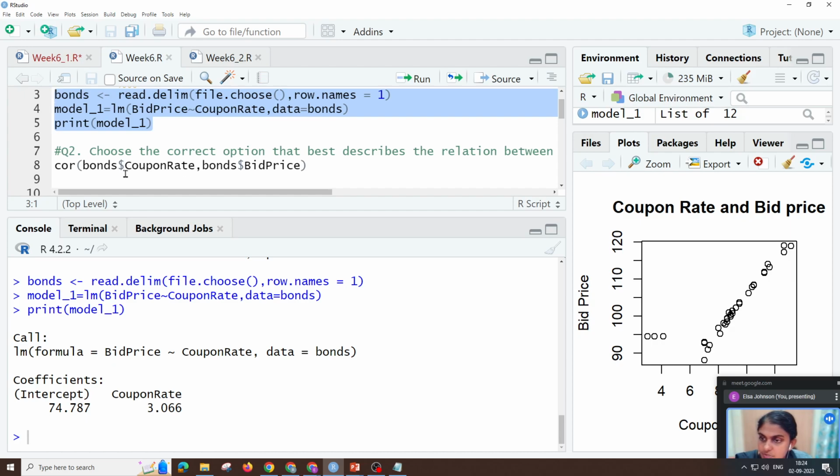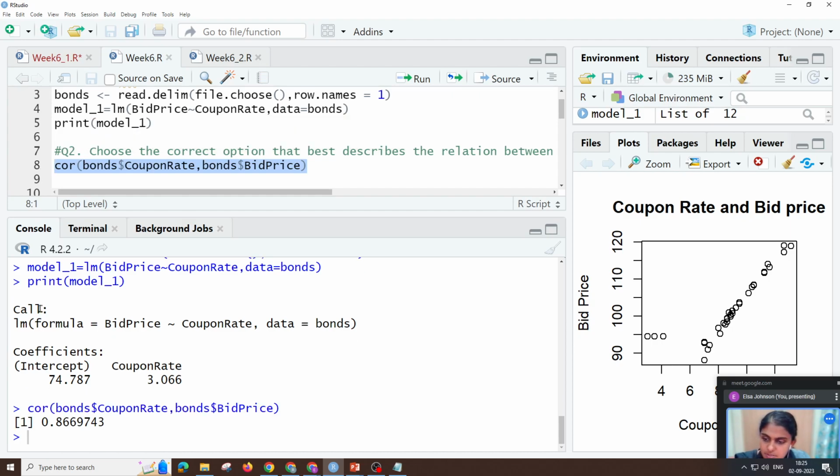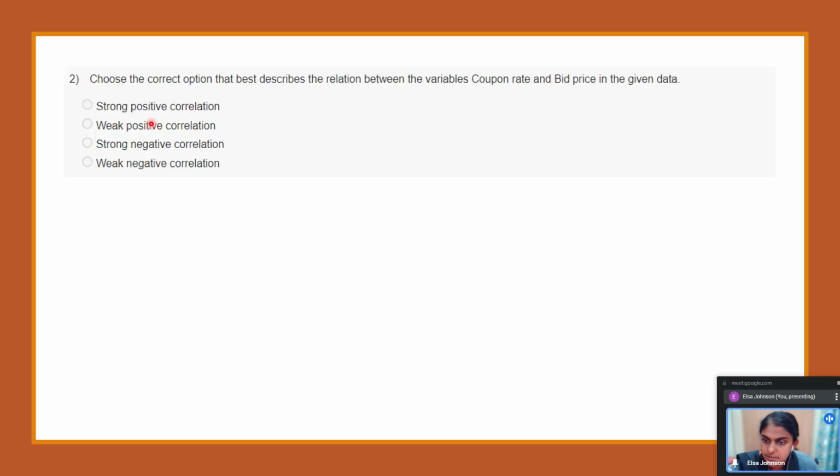So relationship you want to find out with correlation. For correlation in RStudio, this is the function cor. So correlation between the coupon rate and the bid price. Here I have saved it in the name bonds, that's why it is coming like bonds dollar coupon rate and bonds dollar bid price. If I run this particular thing, the correlation is this much, 0.8669743.